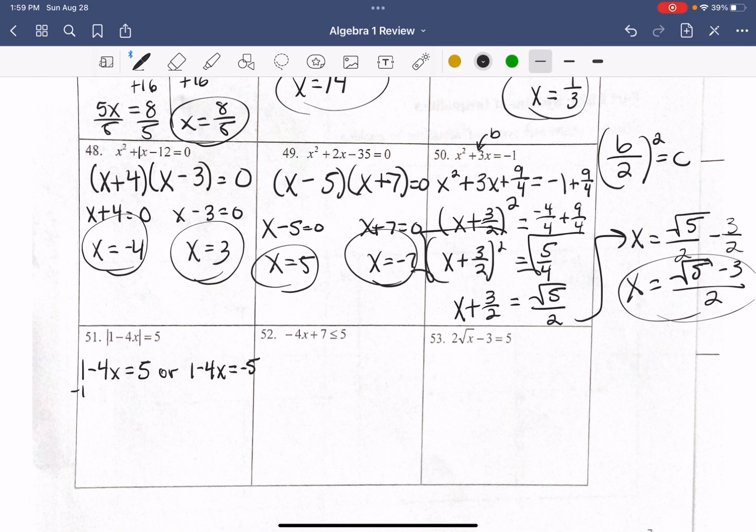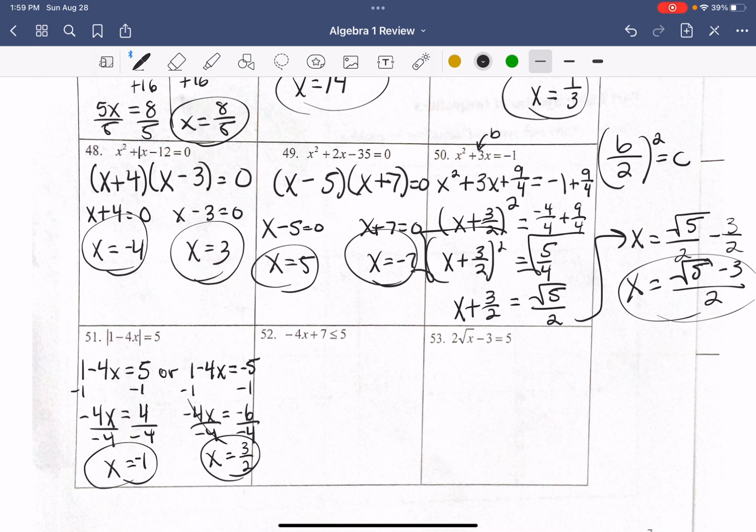So subtract 1 from both sides. Negative 4x equals 4. Divide by negative 4, divide by negative 4. X equals negative 1 is one of my solutions. And then this one's not going to be quite as nice. Over here, I've got negative 4x equals negative 6. Negative 4, x equals, the negatives are going to cancel here, and I get 3 over 2 as my other answer.